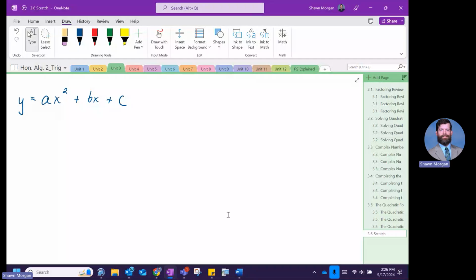On this screen, what I've got is y equals ax squared plus bx plus c. That's our general quadratic function. A, B, and C, we've discussed before, are real numbers. A cannot equal 0. And the first thing I'm going to ask you is about the concavity, whether it's concave up or concave down.